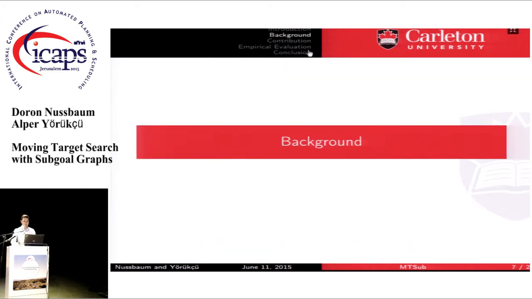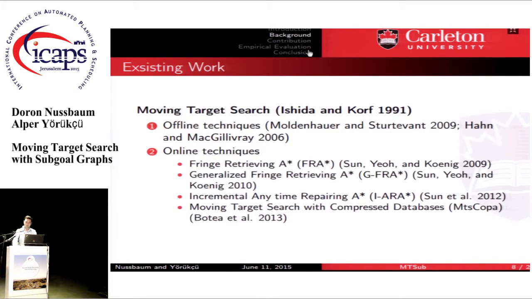And I will move to the background section. Moving target search was defined in 1991. There are actually two general approaches to solve it. Offline techniques try to calculate everything just before the search starts and execute the plan during the search. However, online techniques, like our algorithm and all the other algorithms that I'm going to mention during this talk, update their solutions during the search to obtain better solutions according to the moving target.